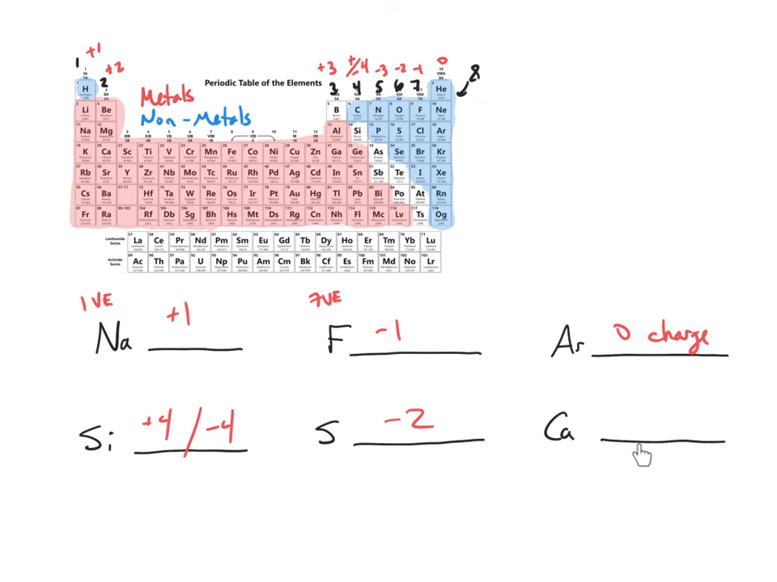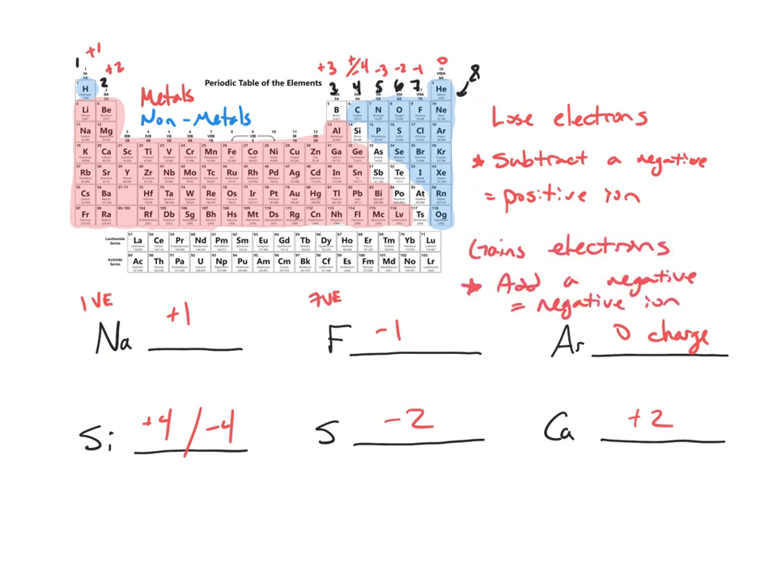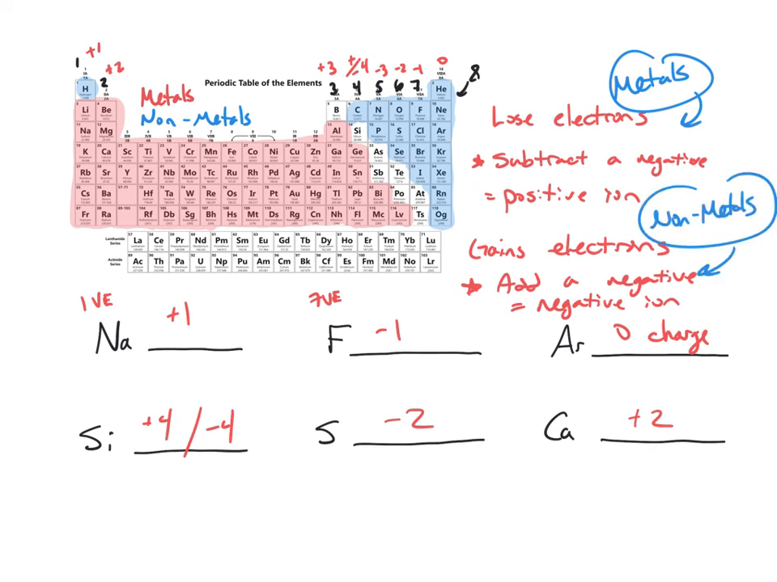And finally, calcium, which you'll find over here as number 20, has 2 valence electrons, and because it has 2 valence electrons, it will lose them to become a +2 charge. It's important to remember that when an element loses electrons, that subtracts a negative, so it actually becomes positively charged. And when it gains a negative, or in other words, adds a negative, then it becomes more negative. Metals are positive. Nonmetals make negative ions.